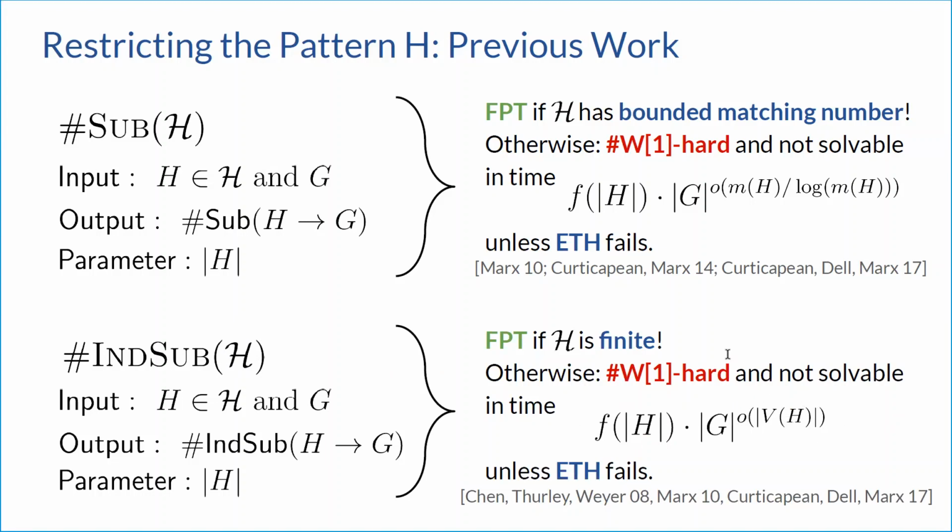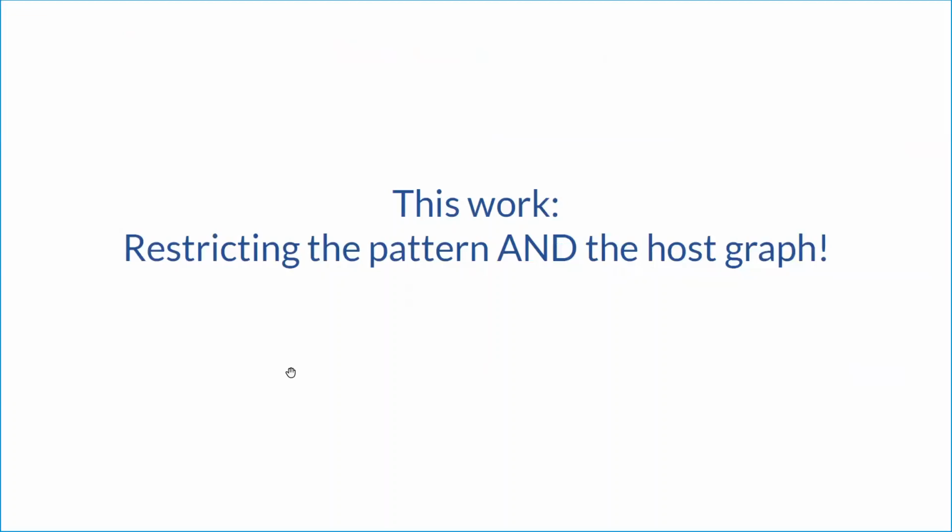Okay, so those problems have been fully understood, but if you take a look at the tractability cases, this is actually bad news. For example, in induced subgraphs, we can only hope for an efficient algorithm if the class of allowed patterns is finite. So we would like to get more, and now the idea is not only restricting the pattern, but also restricting the host graph. And this is what we did in this work.